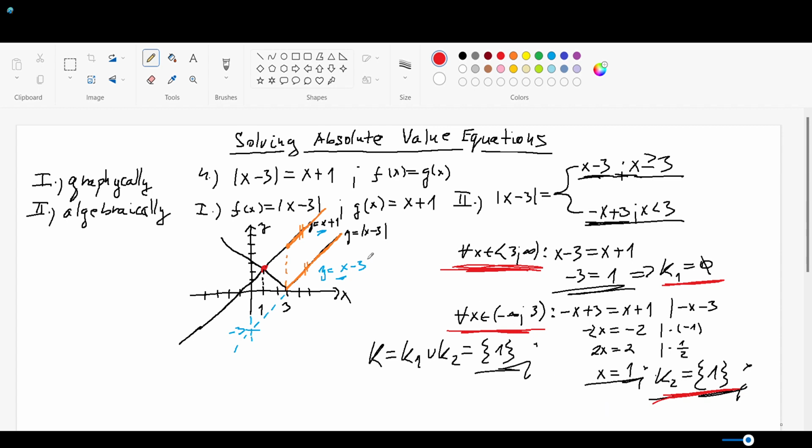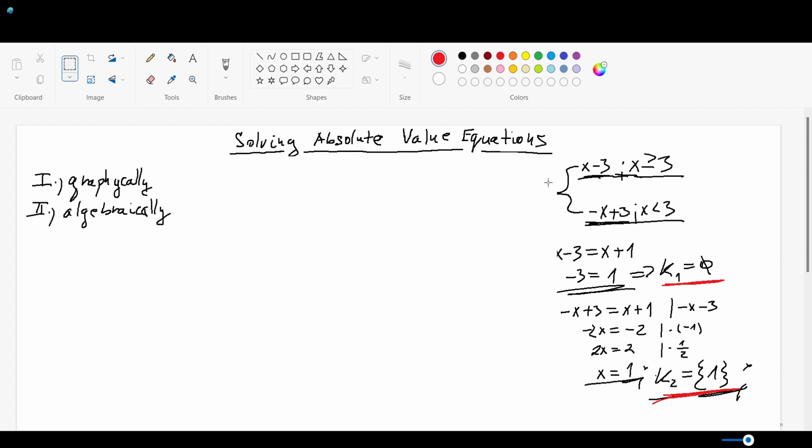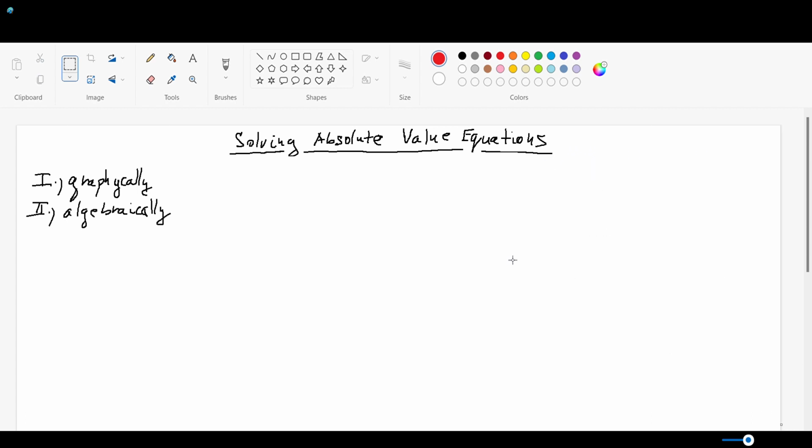Okay, now let's have a look at the last example, and then you will have all the information to be able to solve any kind of absolute value equation, I guess, also graphically, but also algebraically. So our next equation looks as I wrote, and it's the 5th example. Absolute value of x plus 2 take away absolute value of x is equal to 0.